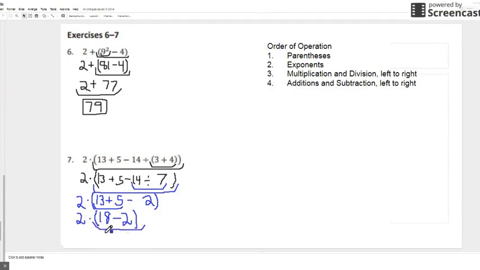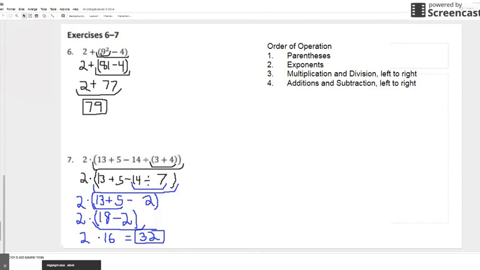So we do the subtraction. 18 minus 2 is 16. And now I have 16 times 2. And 16 times 2 is, I believe, 32. All right, so this is my value or my evaluation.